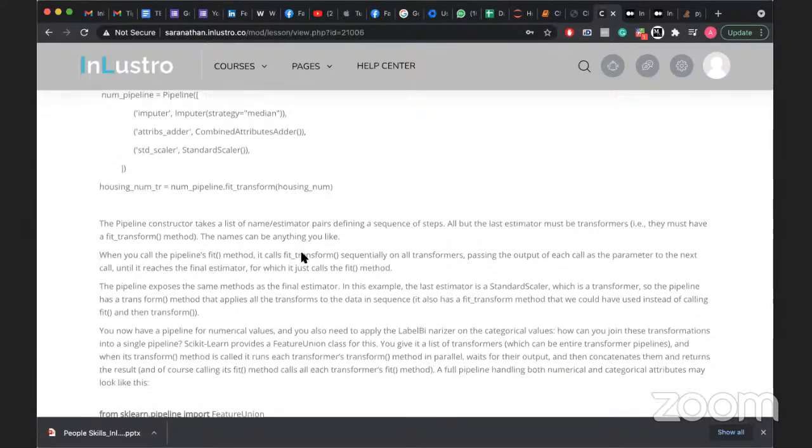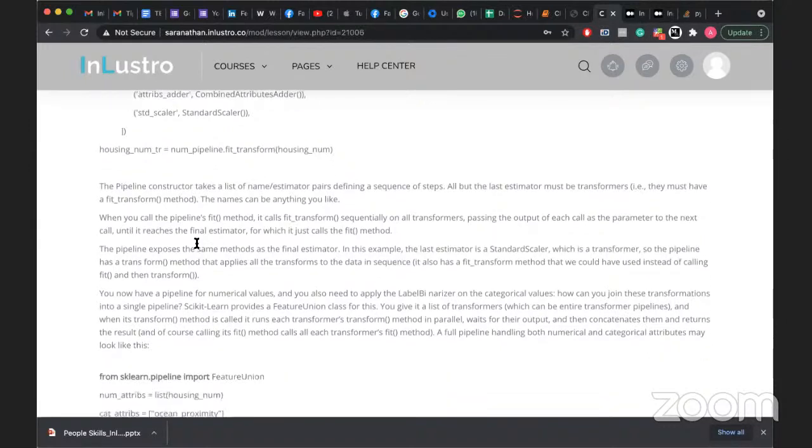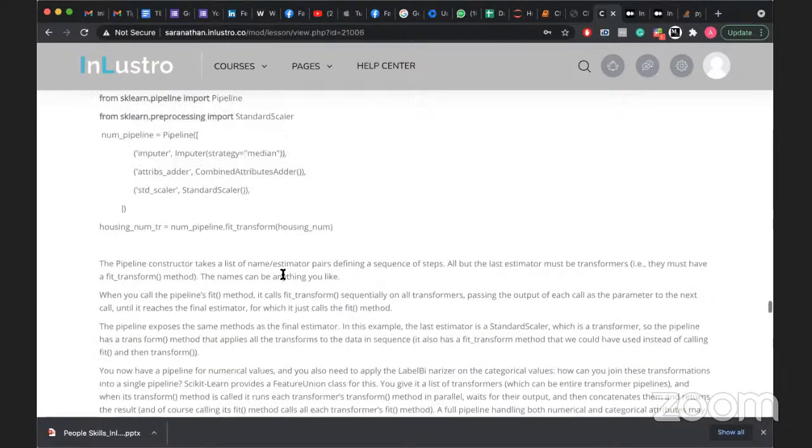So when you call the pipeline's fit method, it calls fit_transform sequentially on all transformers, passing the output of each call as the parameter to the next call until it reaches the final estimator, for which it calls the fit method. So the pipeline exposes the same methods as the final estimator. In the example, the standard scaler is a transformer. So the pipeline has a transform method and applies all transforms to the data in sequence, right?